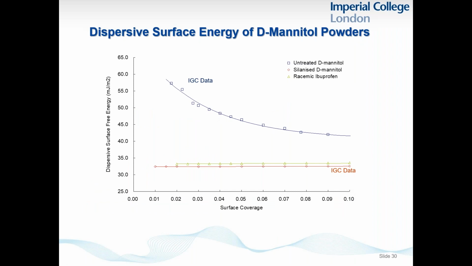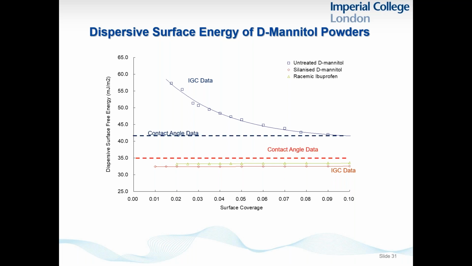So now what do we want to do? What we're going to do now is compare the IGC data, which measures the surface energy of a powder, with the wettability data for the same material. And the question is, does IGC give me the same sort of data that I get with wettability, which is the classic method? What we can see here is that for these materials, the untreated D-mannitol, silanized D-mannitol, and also racemic ibuprofen, the data is in very good agreement. So that is a way of validating that the IGC method gives us data that's consistent with other approaches in the literature.